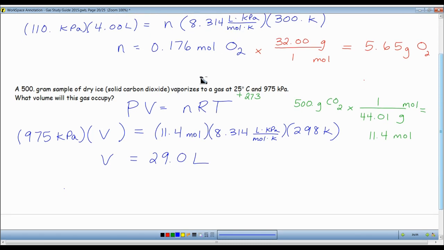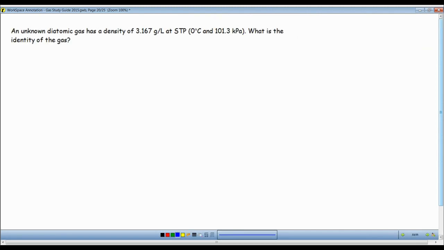Proficient, I might have to switch some units, switch some grams to moles, make sure my temperature's in the correct unit. And advanced, something like this guy. An unknown diatomic gas has a density of 3.167 grams per liter at standard temperature and pressure. What is the identity of the gas? Heck if I know. I guess I could take an educated guess if it's an unknown diatomic gas.